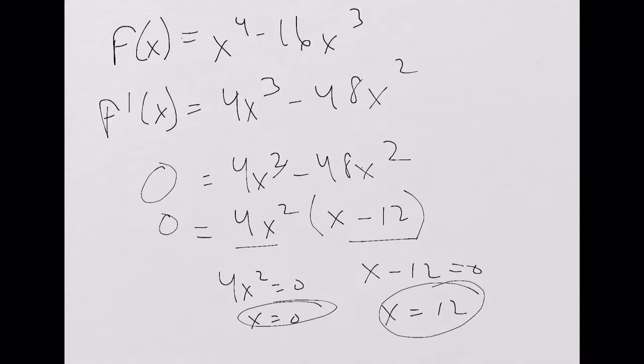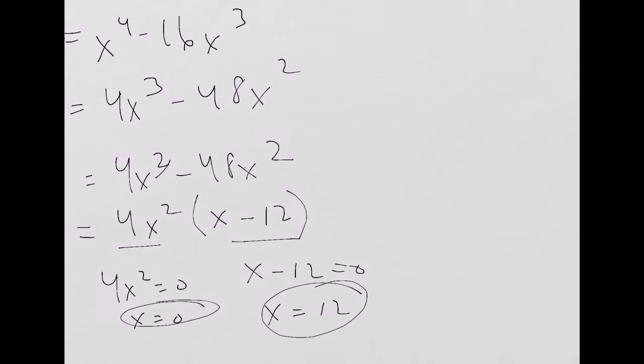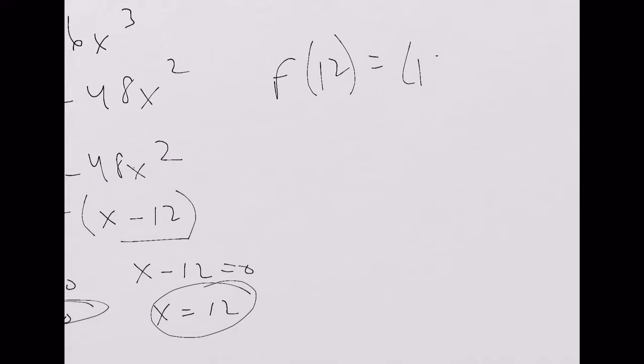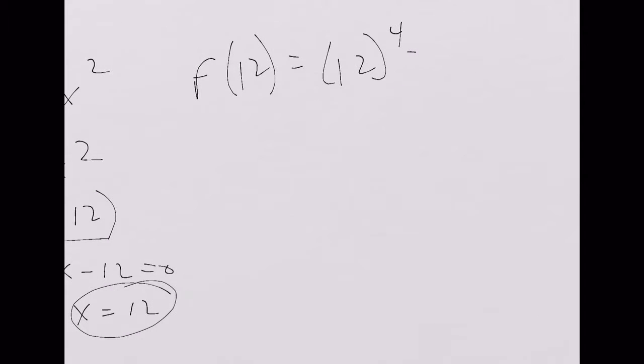But this way, we could actually find out what that value is by just plugging it in to our original function. So it was x to the 4th minus 16x cubed. And so if we plug that in, we're going to get the value that they got, which should be like negative 6,912.